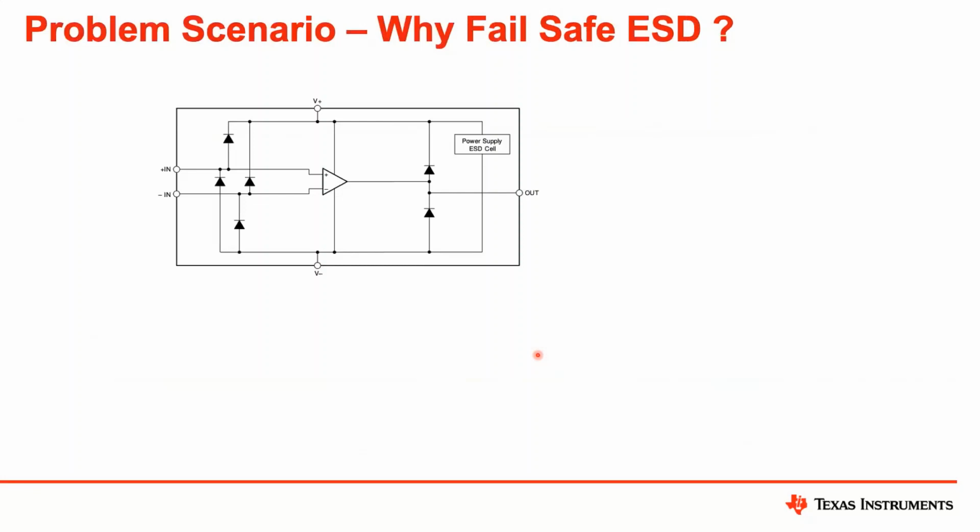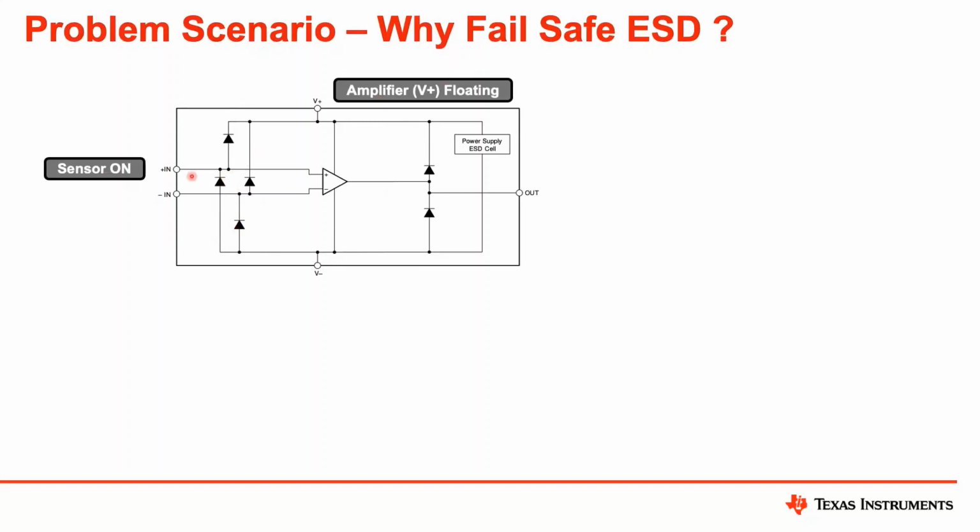Lastly, the fail-safe ESD. This is the typical amplifier ESD structure that is common with many of the amplifiers in the industry. You would have ESD diodes from either of the inputs to the power supply. And these ESD diodes can be problematic when your sensor is on and when the amplifier power supply is floating.